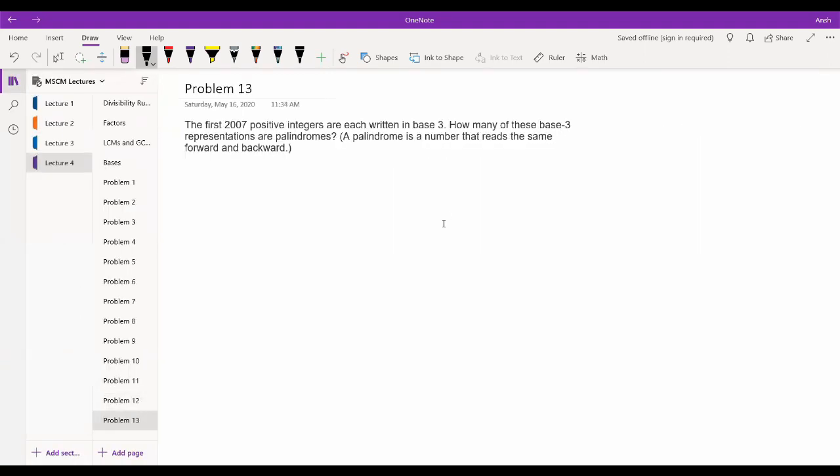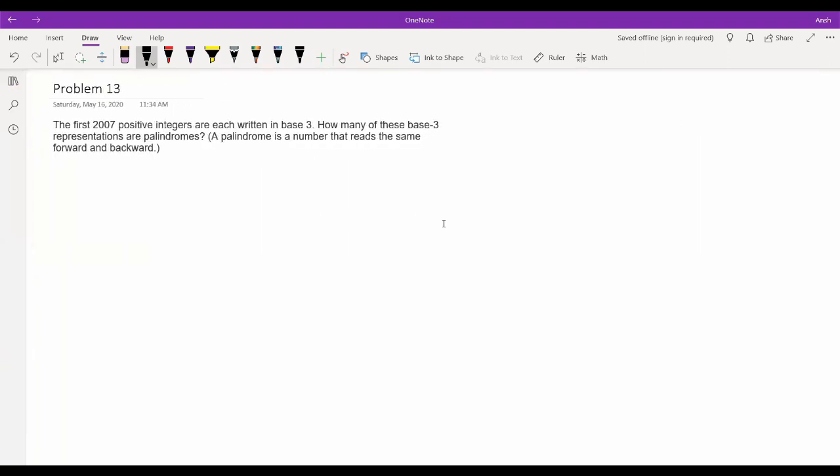All right, so we'll be moving on to our last question. This is a more difficult question. This was from an AMC 12. So the first 2007 positive integers are each written in base 3. How many of these base 3 representations are palindromes? A palindrome is a number that reads the same backwards as forwards, if you didn't know. Like 121 backwards is also 121, and that would be a palindrome.